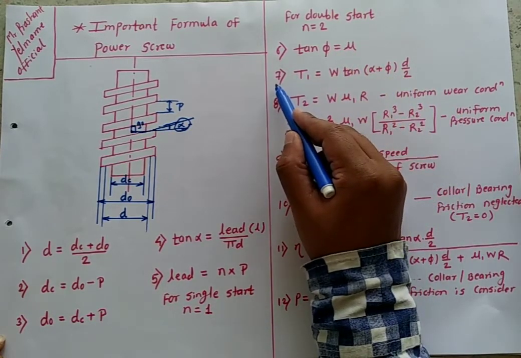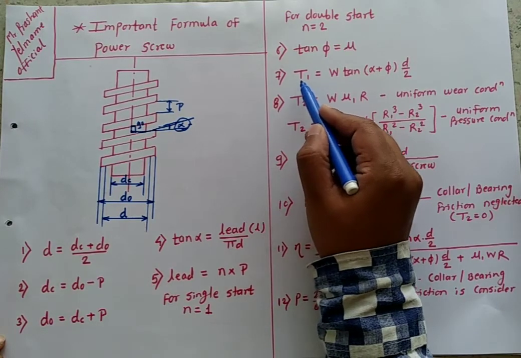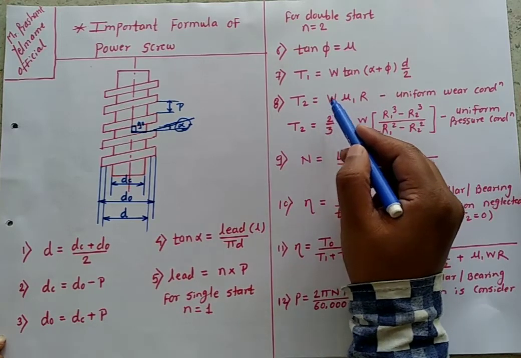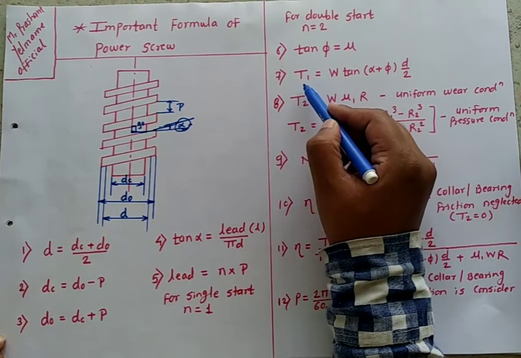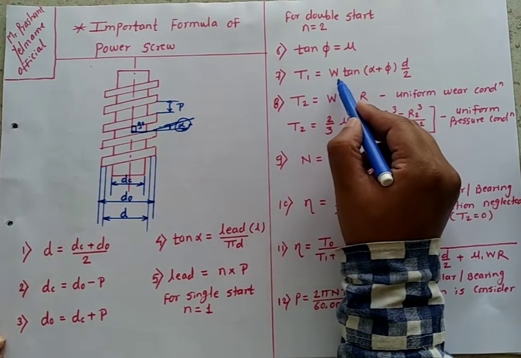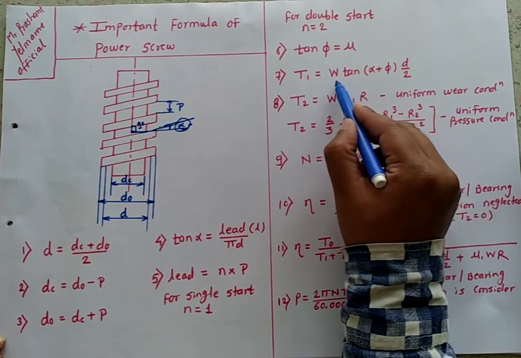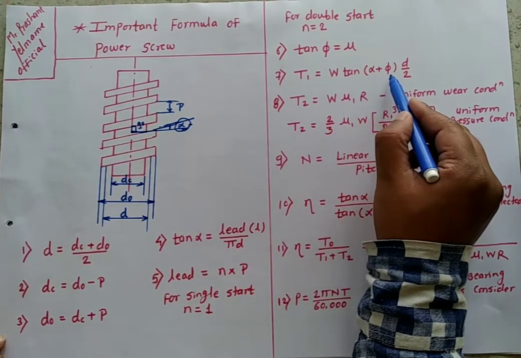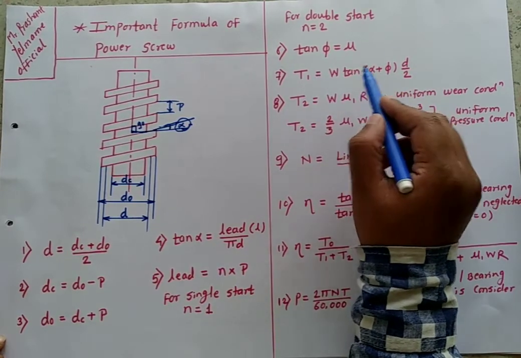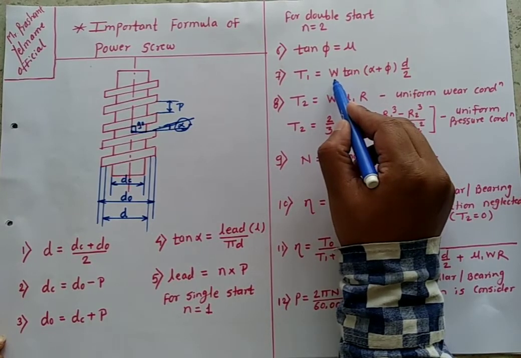Then the formula for torque required to raise the load. Whenever this screw is rotated in a clockwise direction, then this load will be lifted in the upward direction. Then torque T1 is equal to W tan alpha plus phi into D by 2, where W tan alpha plus phi is the effort. Torque is effort or force into perpendicular distance. W is the load.